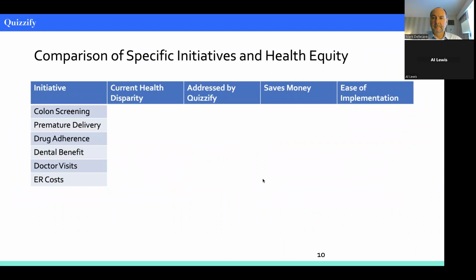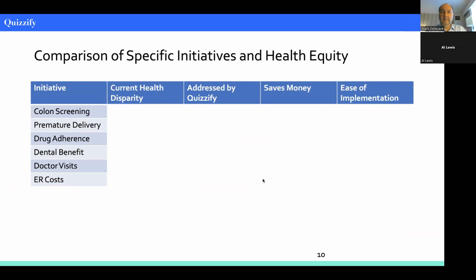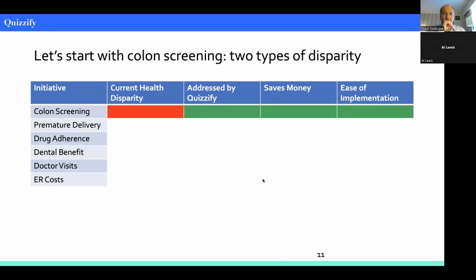We're going to go through 6 of those. You can see them on the left. And we're going to say it'll be red, yellow, green scheme. What's the current health disparity? Can we address it? Can you save money by addressing it? And how easy it is to implement.